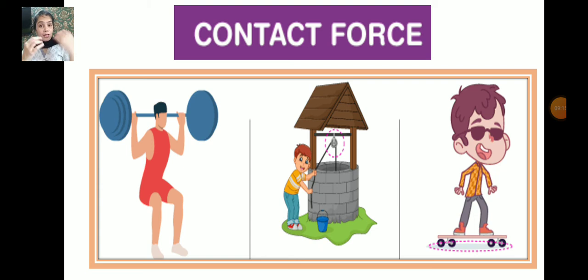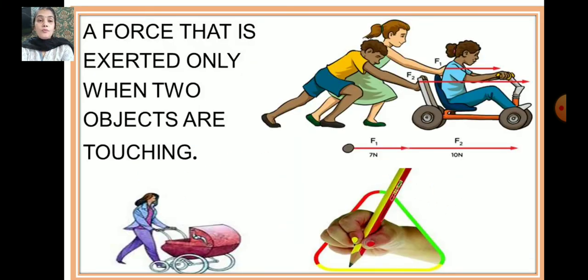Now we have different kinds of forces also. Now let us see what is this contact force. Contact means we come in contact with some things. The thing which comes to our contact is called the contact force. Here he is trying to lift the weight, trying to pull the bucket, and he is skating. So they are in contact with these objects. This is called contact force.